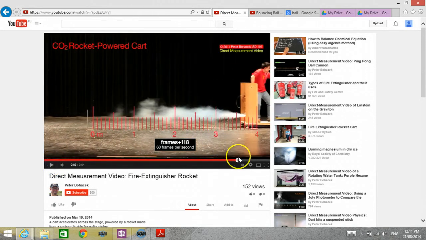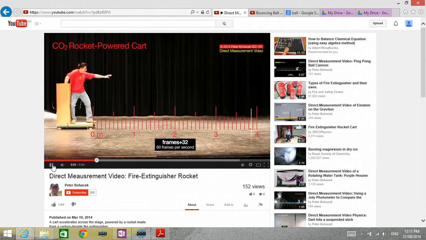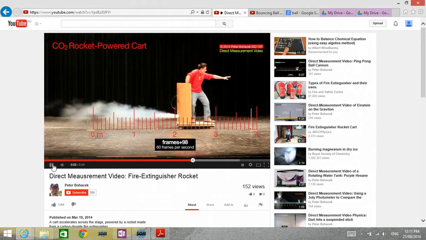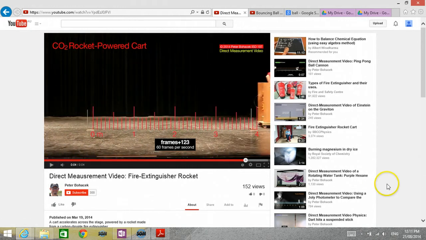What's happening is they're using a camera and they put a ruler on the screen. By recording the time using a camera and the distance, they're able to analyze the motion. Let's have a look at it again. Something like this.